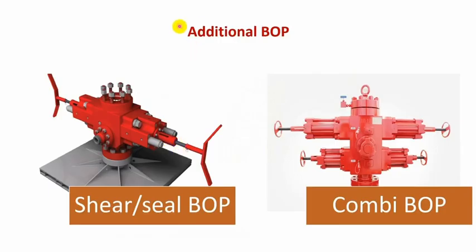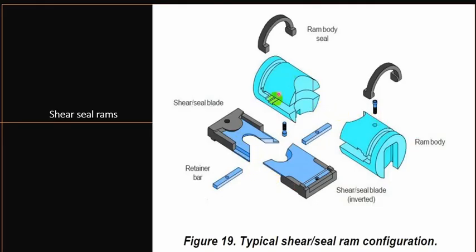These are different types of BOP. It can be combi. Combi BOP consists of shear seal ram and the slip pipe ram. Shear seal is a combination of shear ram and seal ram. Slip pipe ram is a combination of slip ram and pipe ram. It may be only shear seal ram, not combi. This is a shear seal ram. As you can see here is the shear blade and the seal face. This is the black rubber. This is inverted ram.